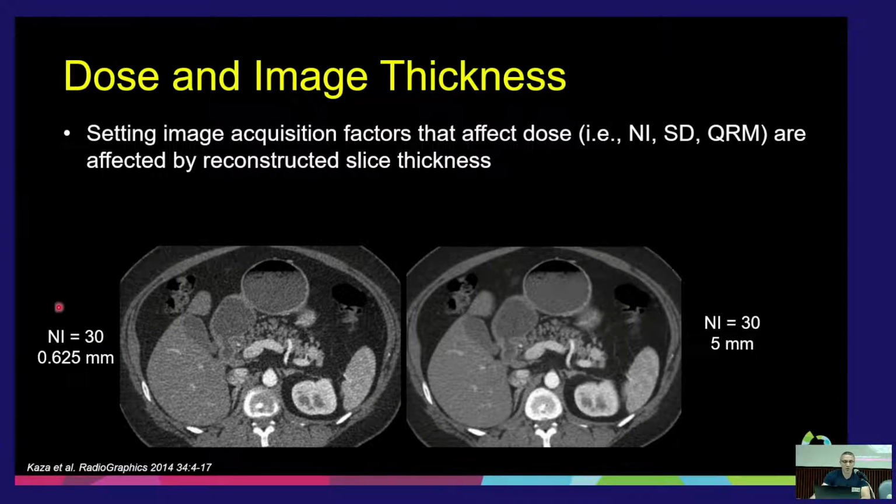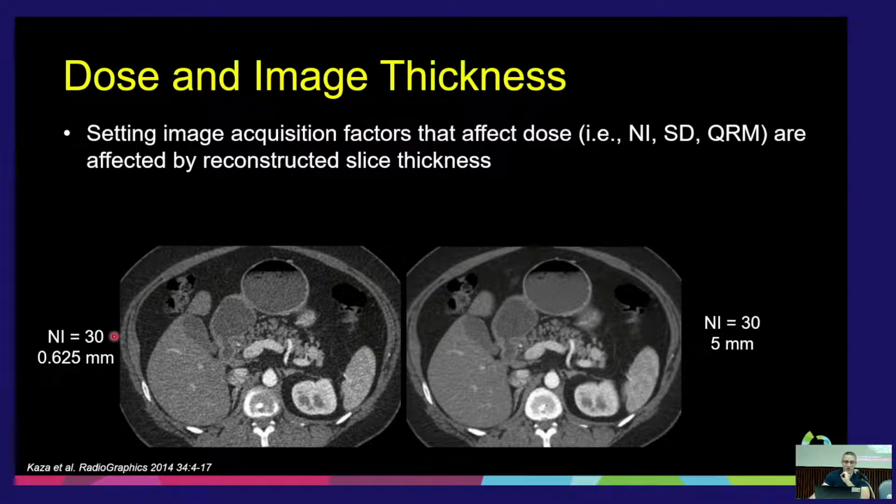And then you're going to set your noise metric, noise index, SD, or quality reference mass, based on the idea that eventually you're going to sum up multiple detector elements worth and get a thicker slice. So our radiologists are going to do their diagnostic task on a thicker slice of the patient, usually 5 millimeters, maybe 2.5 millimeters, but they're not normally looking at the 0.625 millimeters for their primary read.